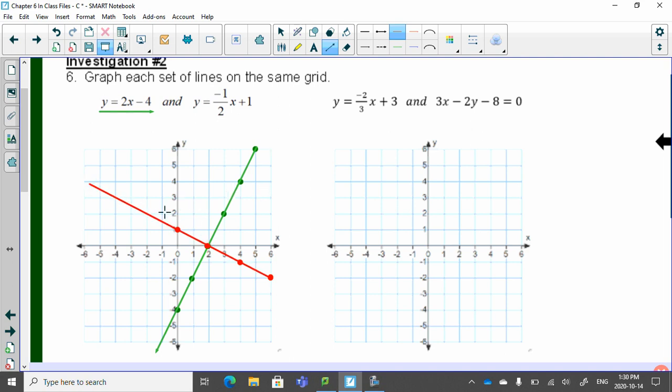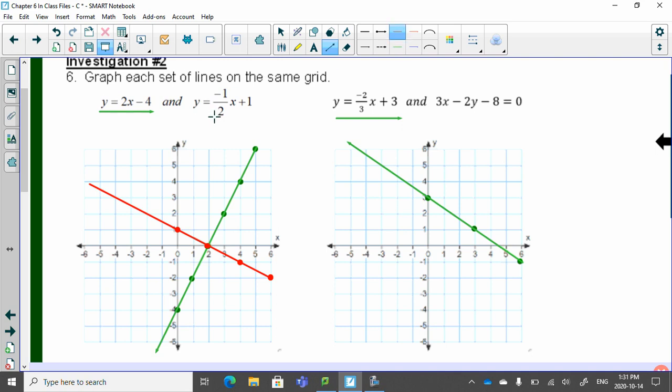Okay, not quite sure here. Let's go over to this. Start with green. Positive 3. Down 2 over 3. Down 2 over 1, 2, 3. Put a point. Down 2 over 1, 2, 3. Put a point. And you get this line right here. And we get our first line in green. Okay. Next, we graph this one.